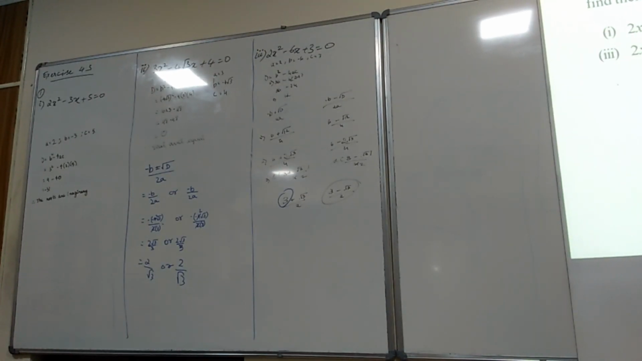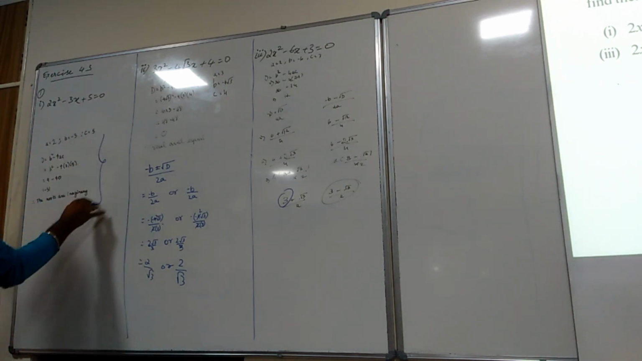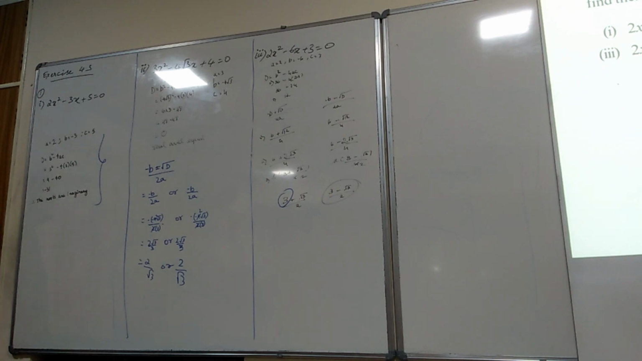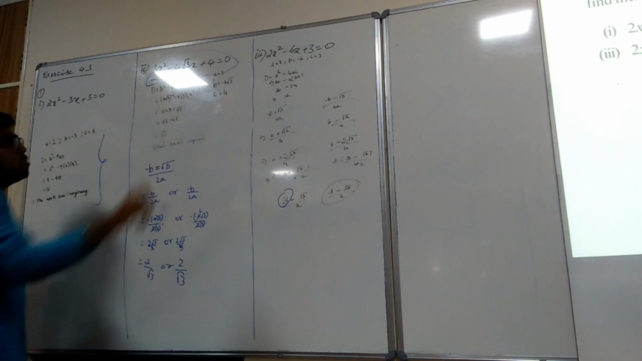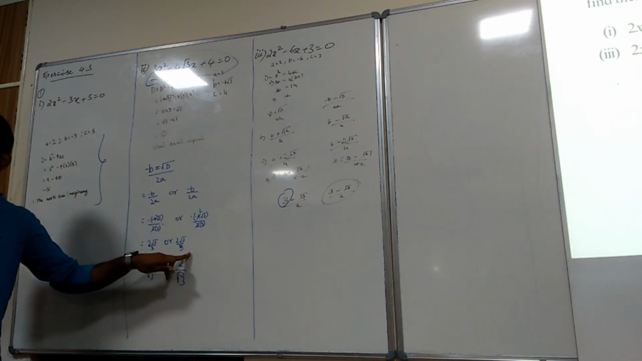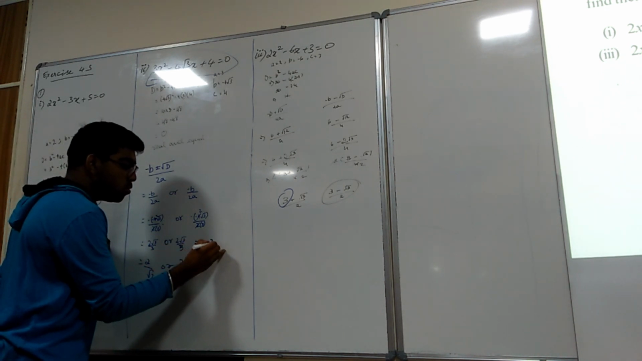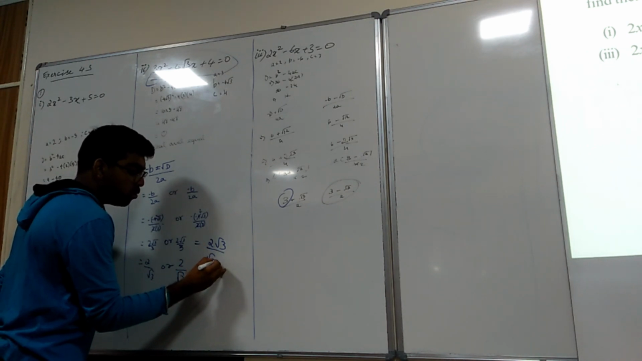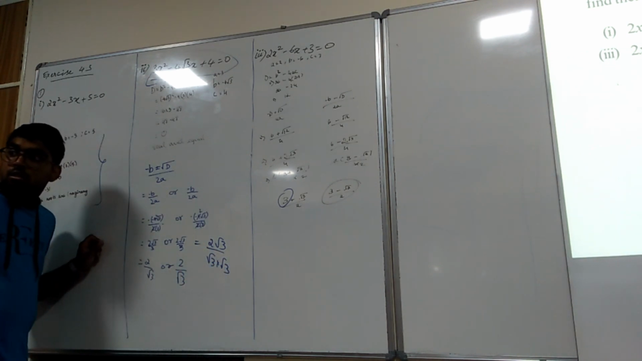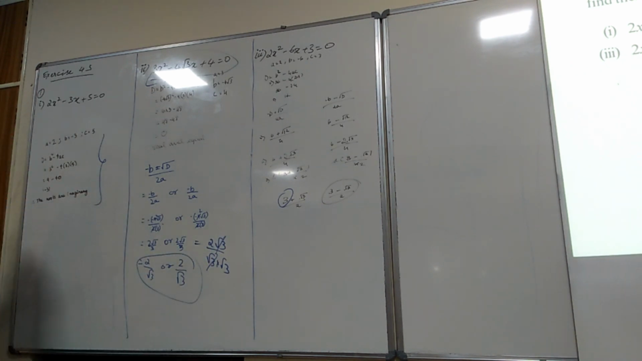Okay, any doubts in this? Doubts? This? Doubts? Sir, last step. Yes, sir. Last step. This one. This you can write it as 2 root 3 divided by root 3 into root 3. 2 root 3 cancel out. Clear? Clear?